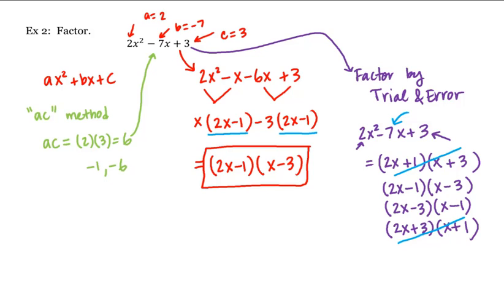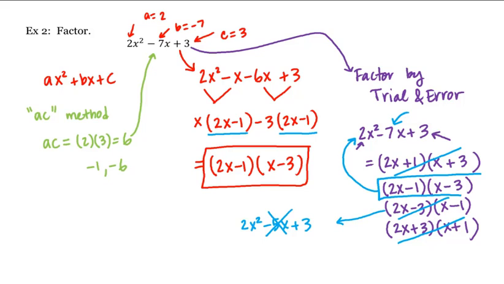Now, what happens if we FOIL these two binomials out? We'd get 2x squared minus 2x minus 3x, which is minus 5x, and then plus 3. So our middle term is not right. So we'll cross this off as well. But if we FOILed these two binomials out, we would get to our original quadratic expression. Therefore, this is the factorization we found by the trial and error method, which is the same answer that we found by the AC method.